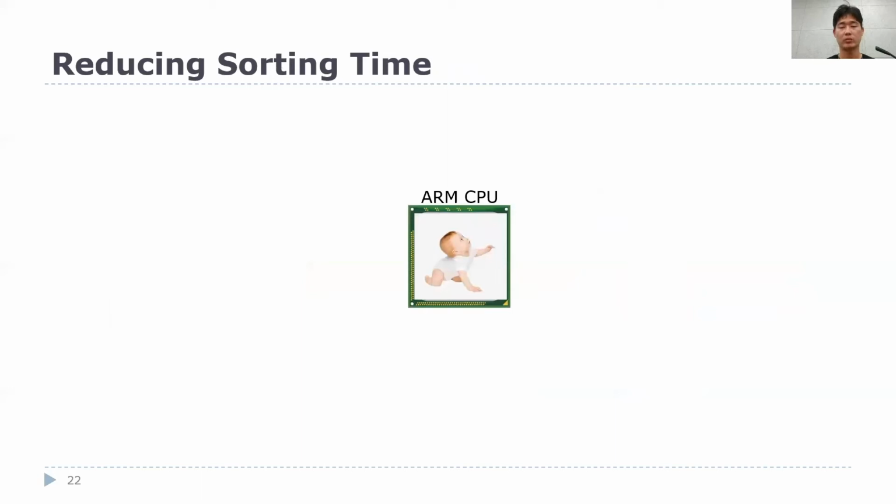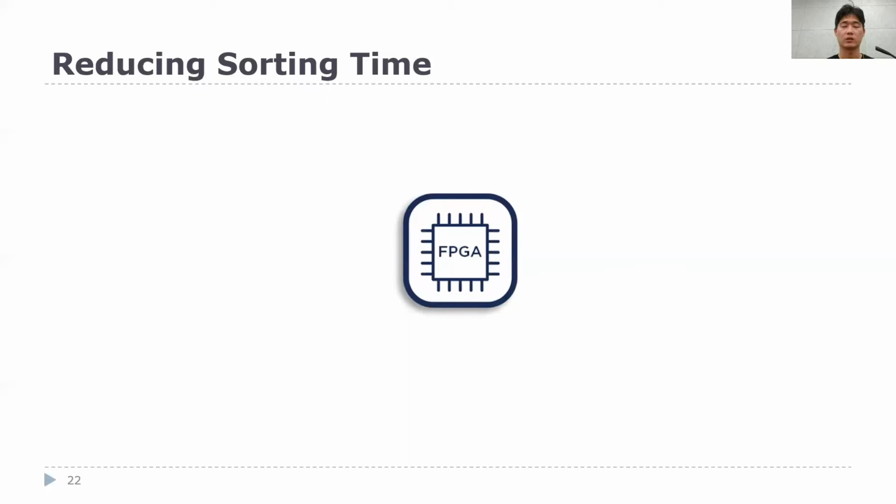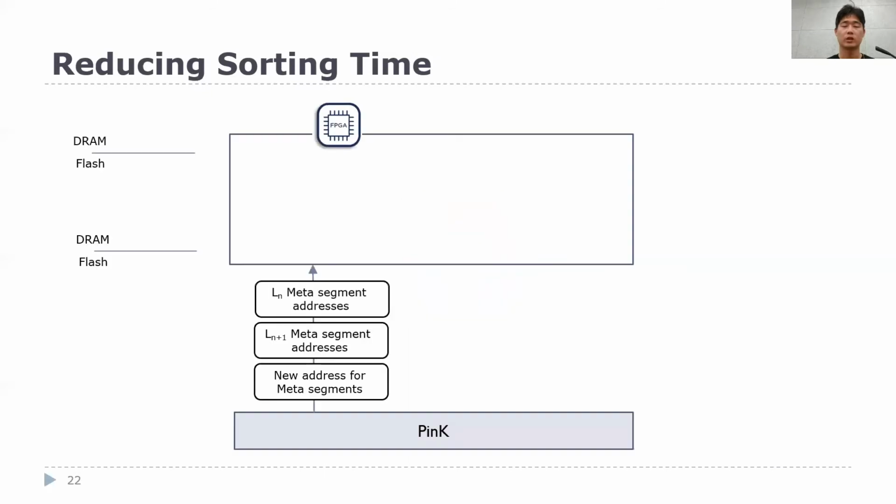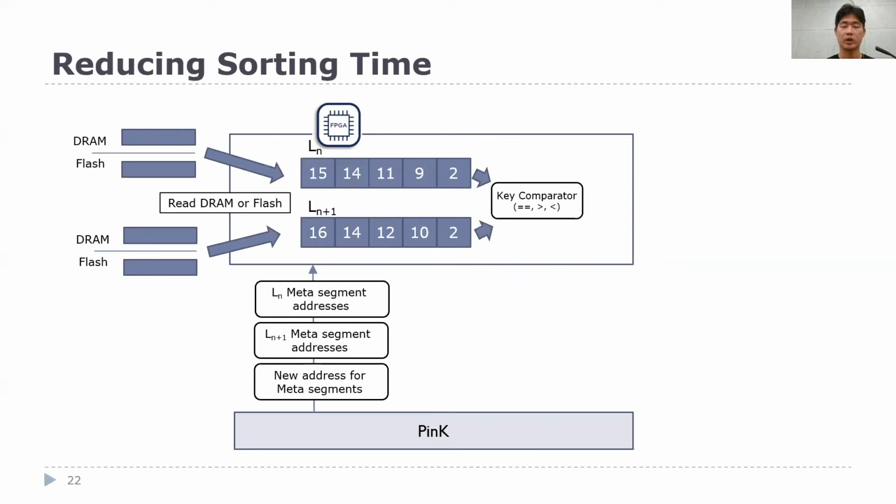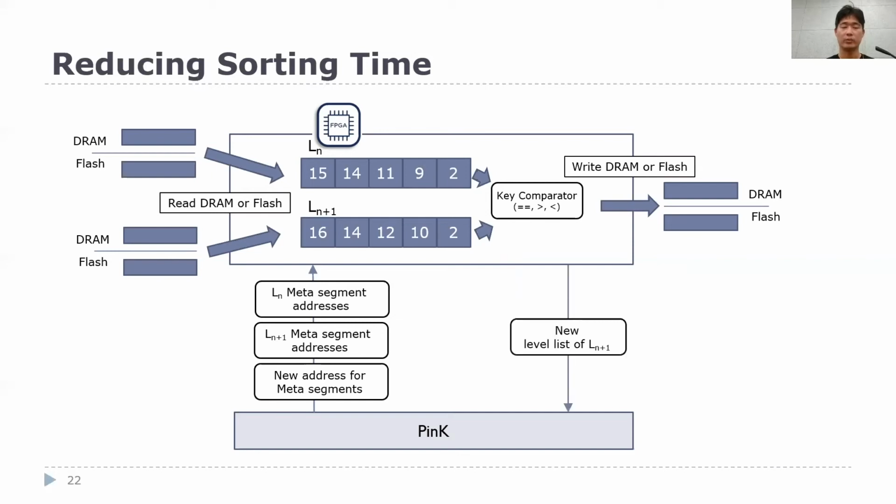To reduce CPU time during compaction, we implemented the sorting process with an FPGA. PinK informs the accelerator of the meta segments of the two levels and several flash addresses where the new meta segments will be stored. The FPGA reads flash or DRAM by the address of the meta segments and then sorts them by simple key comparison logic. It writes the newly created meta segments to DRAM or flash. Finally, the FPGA transfers the resulting level list back to PinK to update the LSM tree.